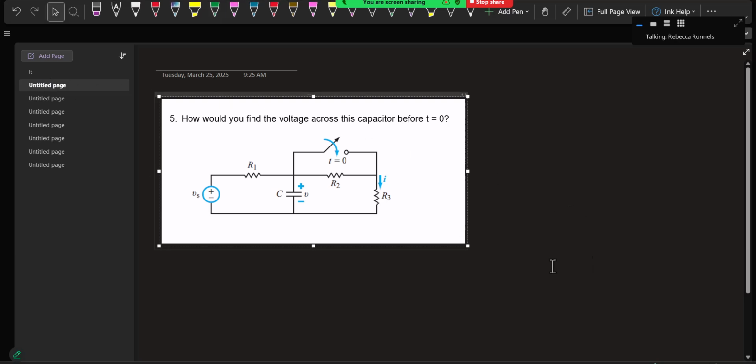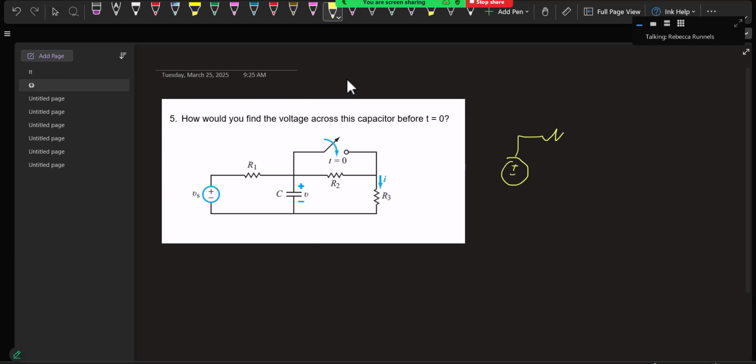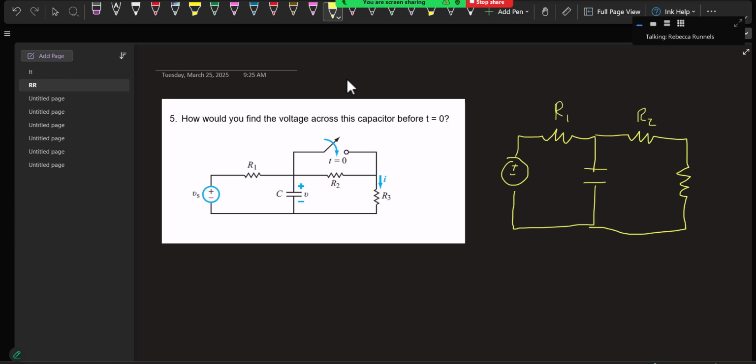So how would you find the voltage across this capacitor before t equals 0? So before t equals 0, this switch is open. And so before t equals 0, the circuit behaves like this. And here's R1, R2, and R3, and that top branch, it's like it's not there, and that's VS, and this is C, and we're looking for this V.